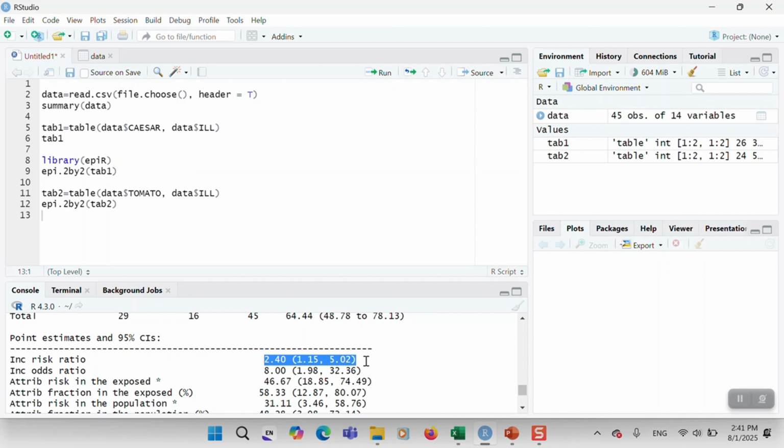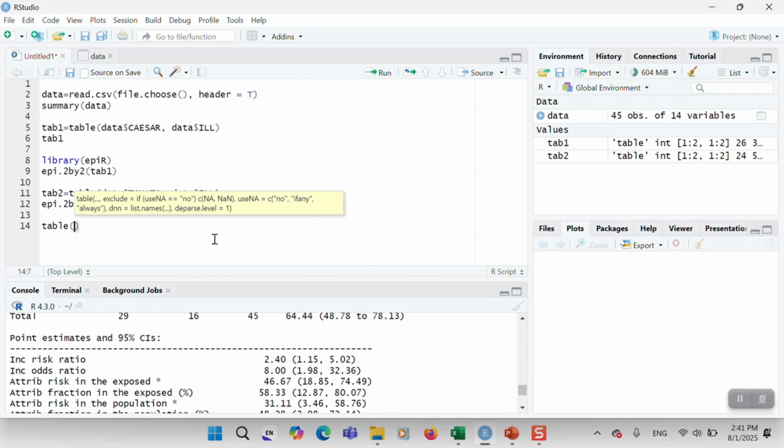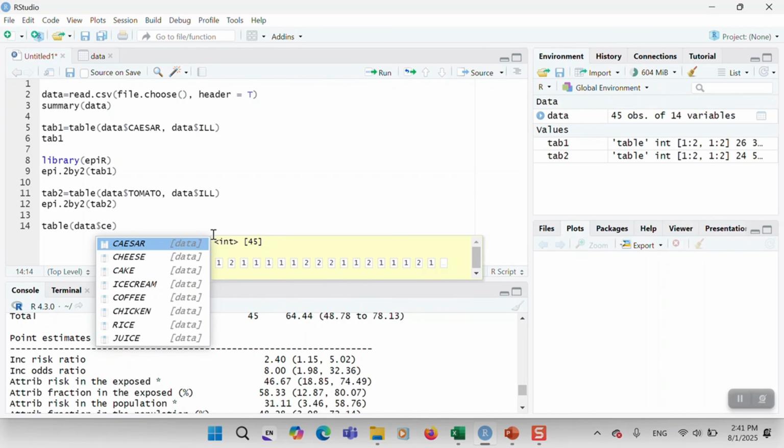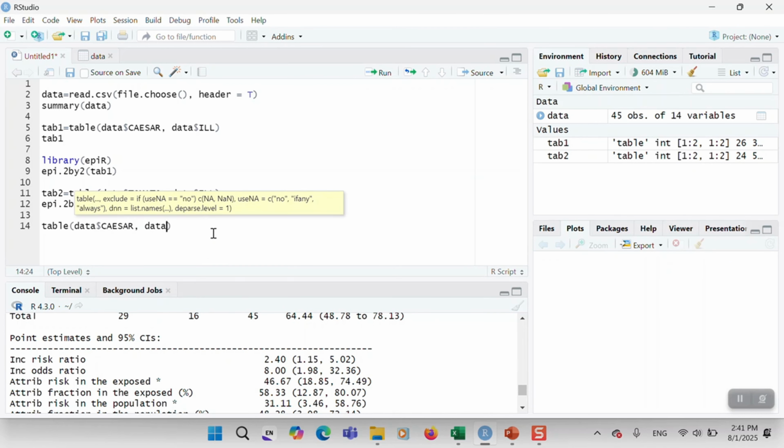Now the question is whether the tomato salad caused the illness or the relationship was confounded by Caesar salad. So let's test the relationship between tomato salad and Caesar salad first. Okay, so first let's look at this relationship. I'm going to create another table between Caesar salad and also tomato, and I'm going to save this in tab3. Run.